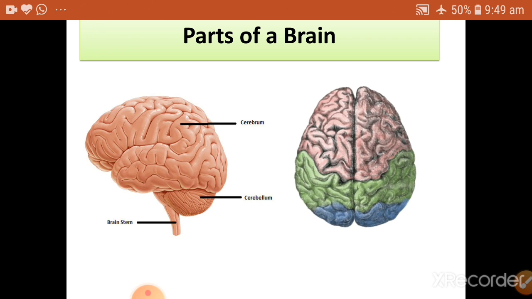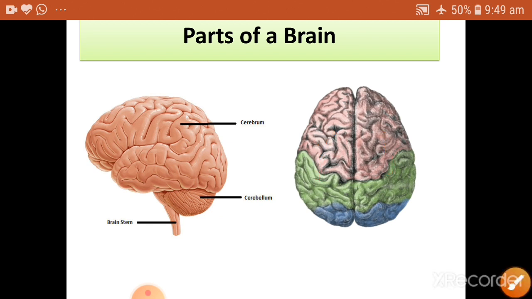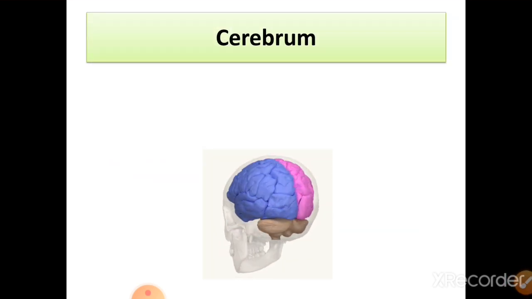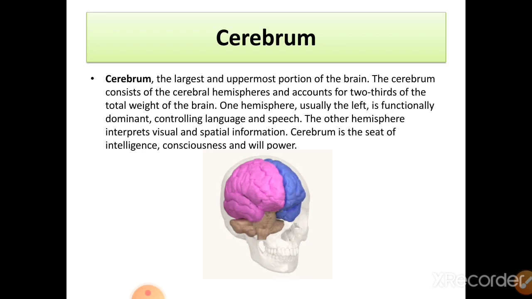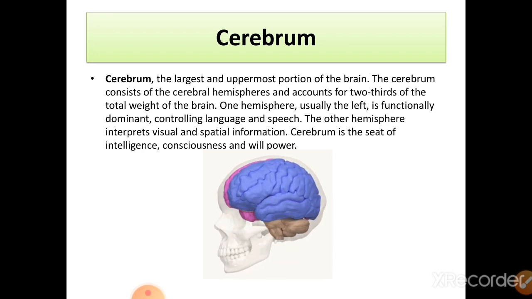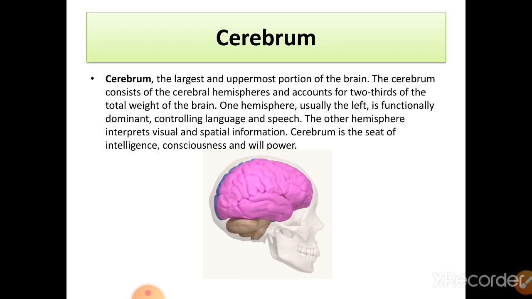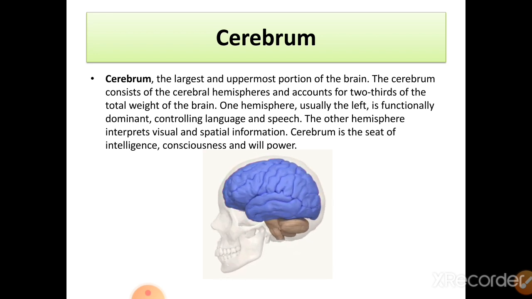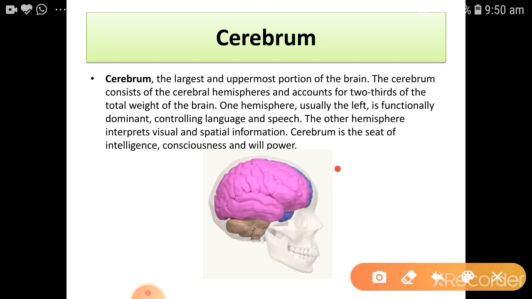You can see the brain is divided into two hemispheres, the right and the left hemisphere. Is it clear? So let's move to the cerebrum. The cerebrum is the largest and uppermost portion of the brain. You can see it here in this purplish and pinkish color. It is not actually this color, this is just for illustration, but it is this big. It is lodged and enclosed in a bony structure known as the skull, and this bone is known as the cranium.